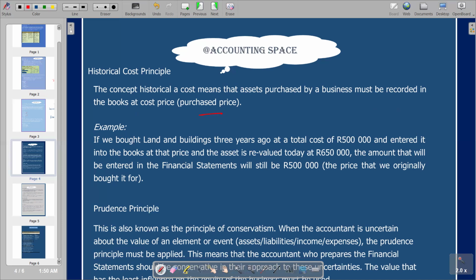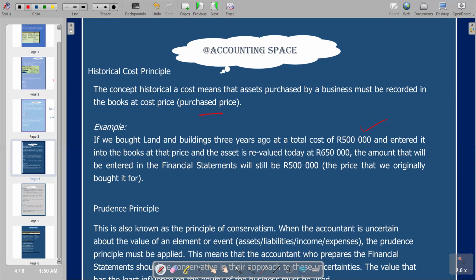I give an example on the application of the historical cost principle, whereby it reads, if you bought land and buildings 3 years ago, you take the rands and enter it into the books at that price, and the asset is revalued today, in the statement it will still be 500,000, which is the price that was originally used to buy it. So basically, we say that the value that is entered in the books of an asset is the value of the cost price.